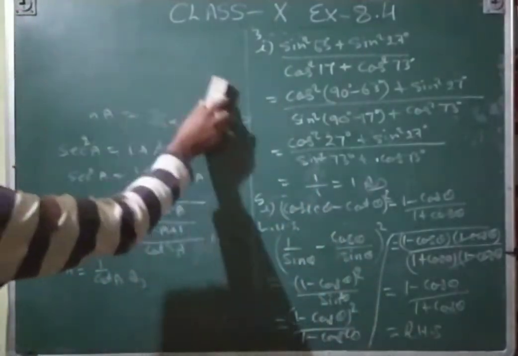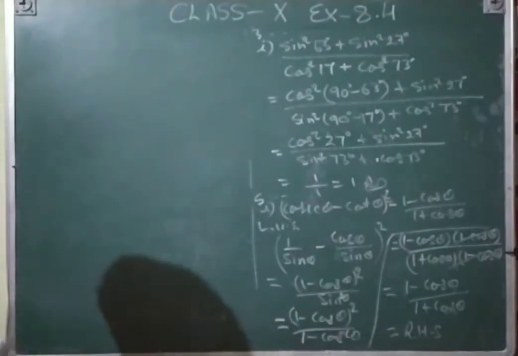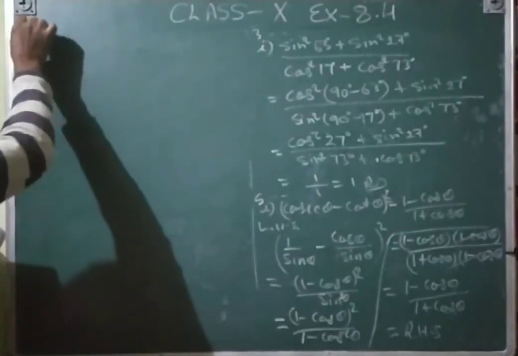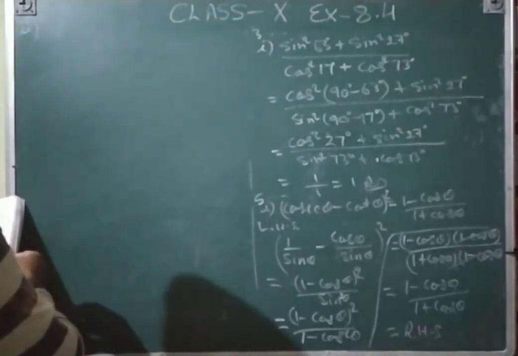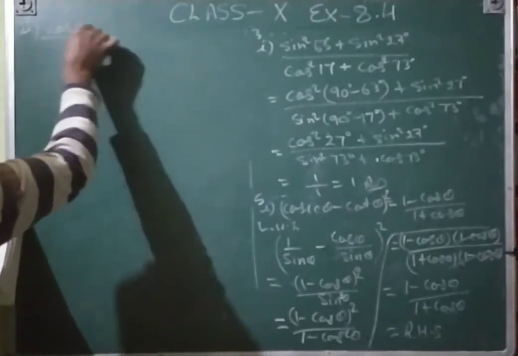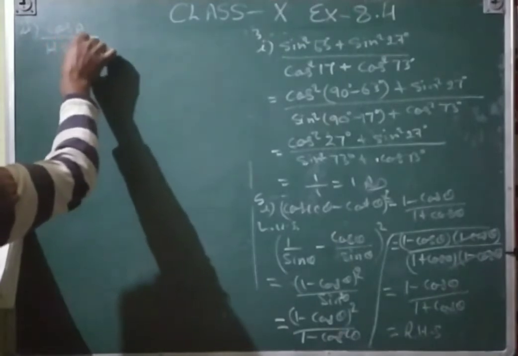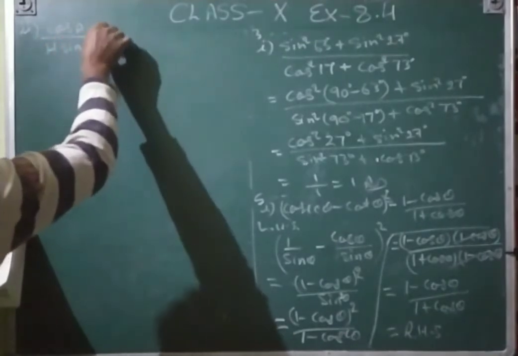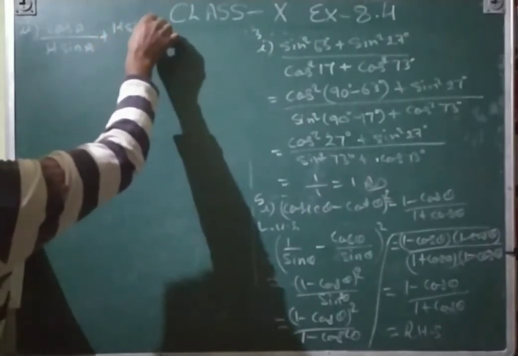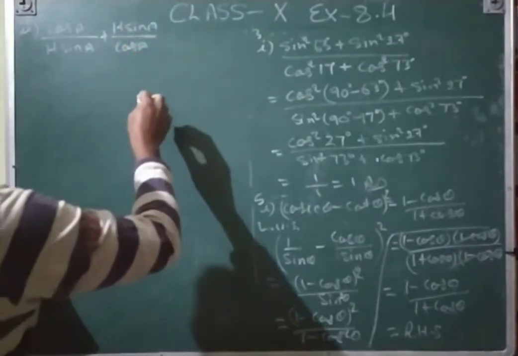Next, second part, that is cos A upon 1 plus sin A, and then plus 1 plus sin A upon cos A is equal to 2 sec A.